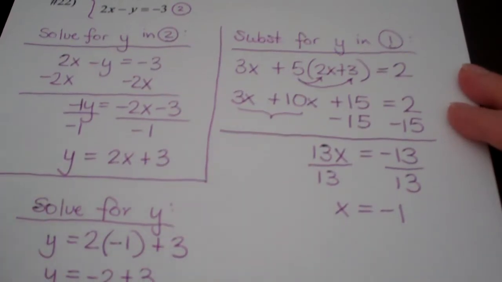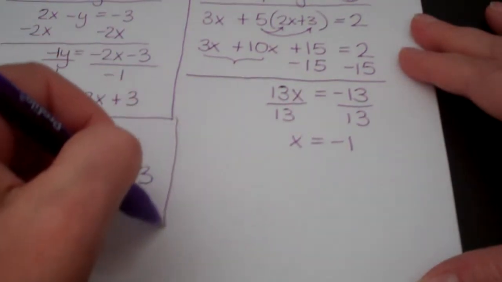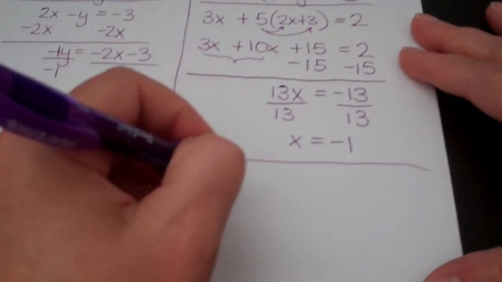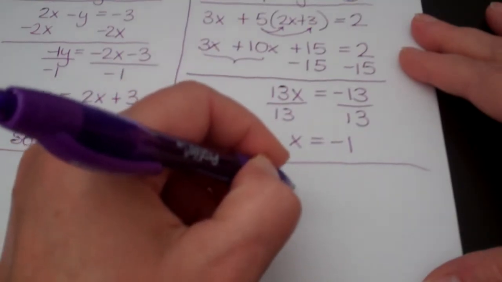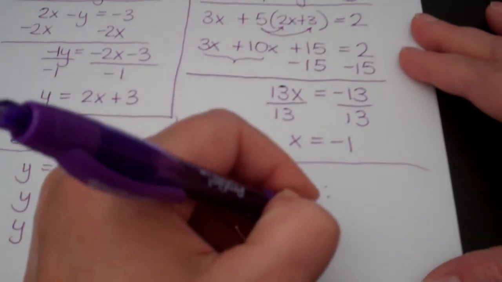Looks like we get y is 1. So our final answer, our solution, will be the point negative 1, comma 1.